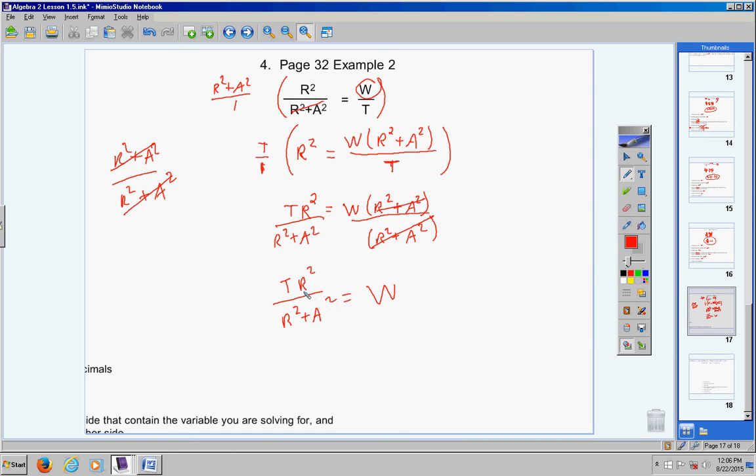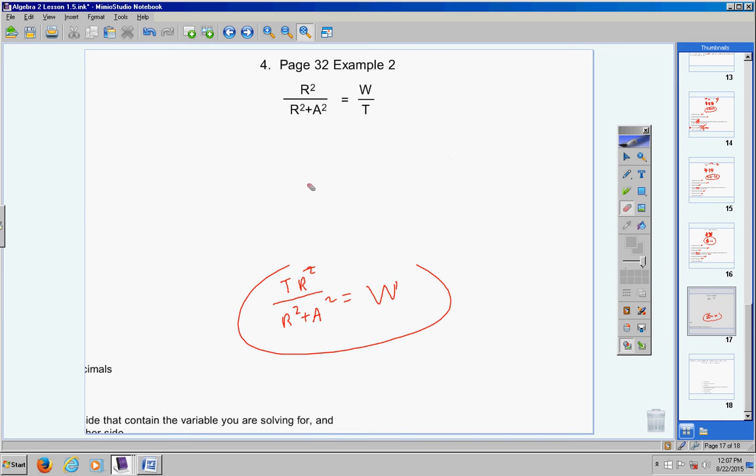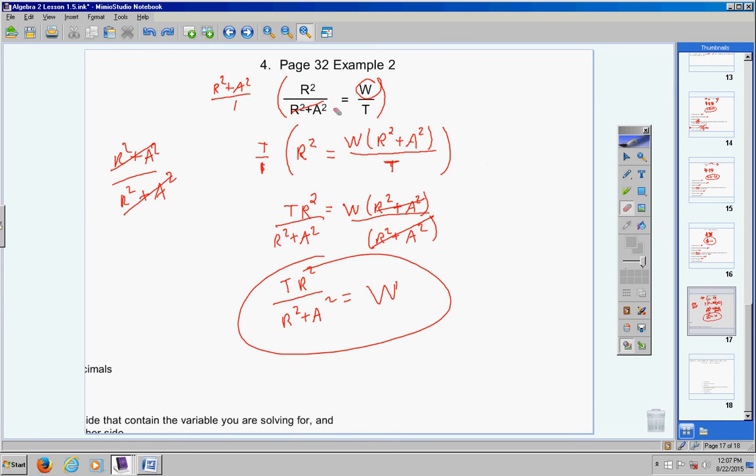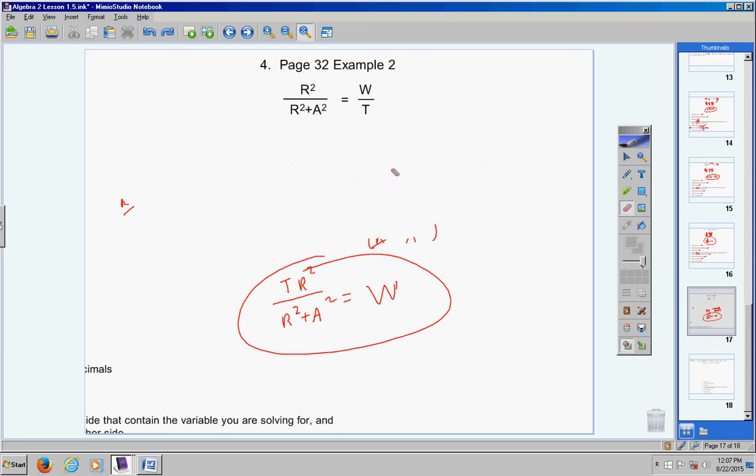Now that would give me the answer for solving for w, so I'm not totally done with the problem, but I've completed part A. Part A said to solve for w, so there, I've solved for w right there, okay? Now, I'm going to get rid of all this so we have room to work. And now let's use this here for the rest of our problem.